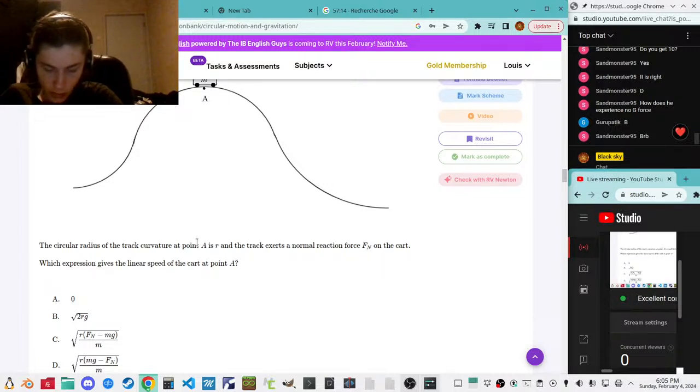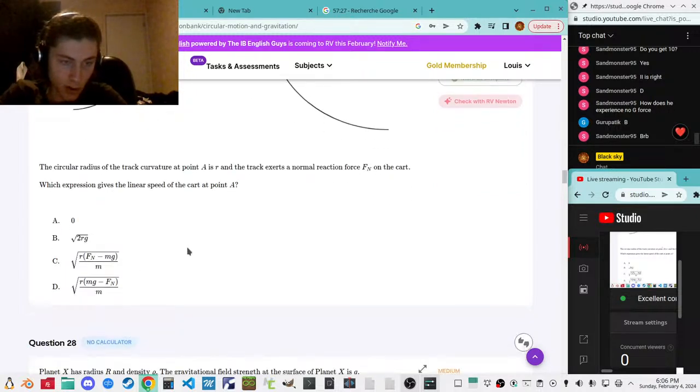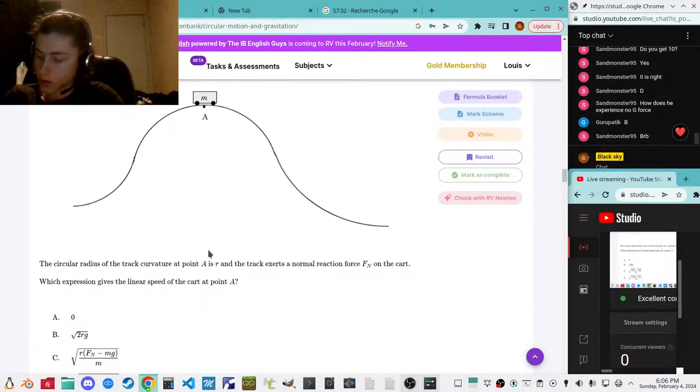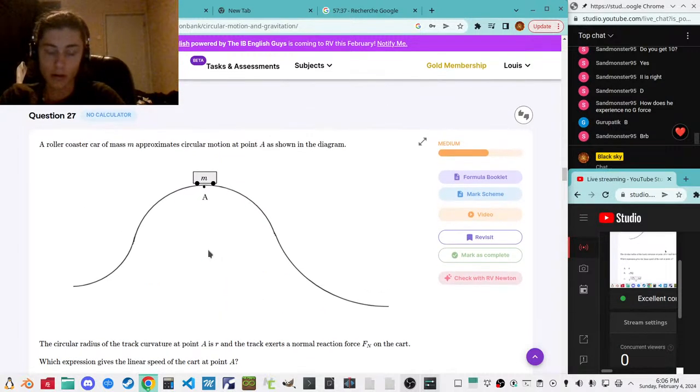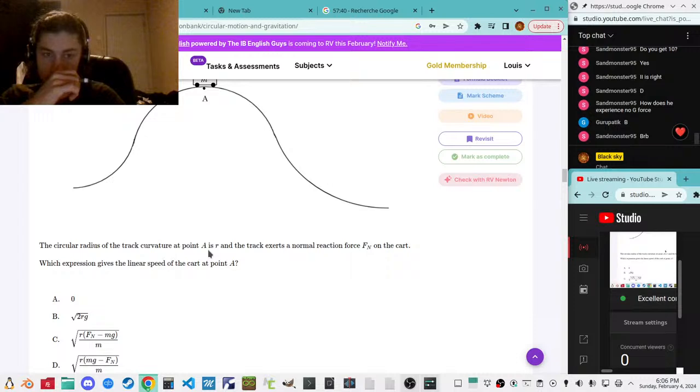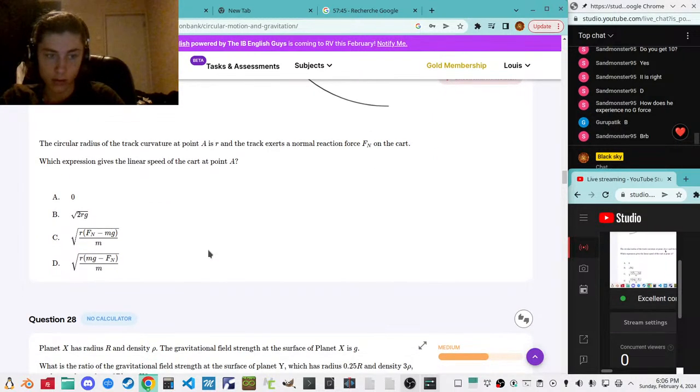So linear speed equals acceleration times r. So Fn times r. Wait, let's think. Fn divided by m.